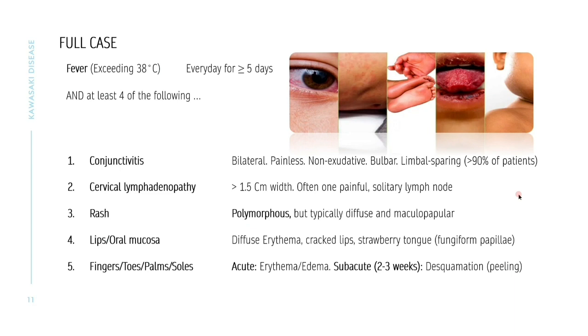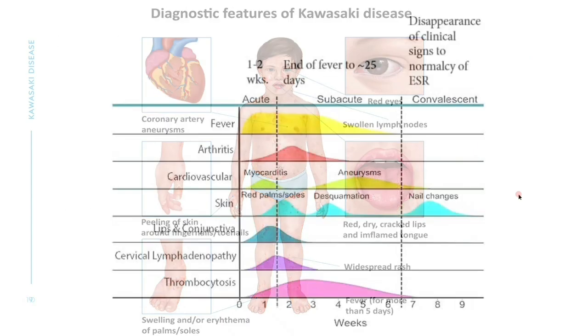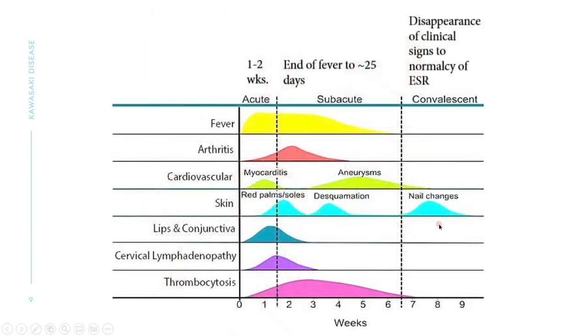And then there's the fingers, toes, palms, or soles involvement. In the acute phase, which is the first 1 to 2 weeks, it's just erythema or swelling, but then as you go to the subacute and the chronic phase, nail changes with discoloration and peeling off in the subungual area start to happen.